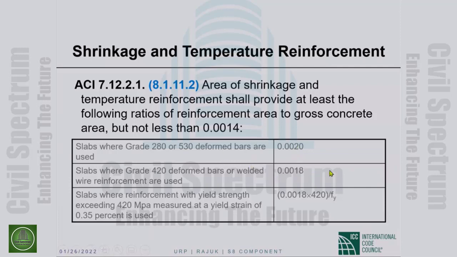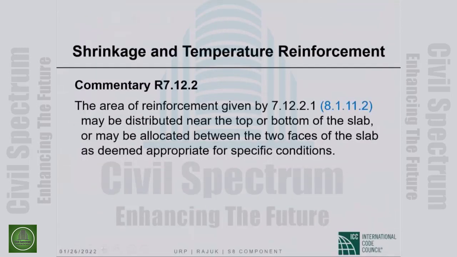Now it is 0.18% for grade 420. For higher strength reinforcement, we go below 0.18%, but never below 0.14%. That's shrinkage reinforcement. And this decreasing the amount for high strength reinforcement has been deleted from the code in, I think, 2014 or 2019. So for you, that is there, but here in the US, that is gone.